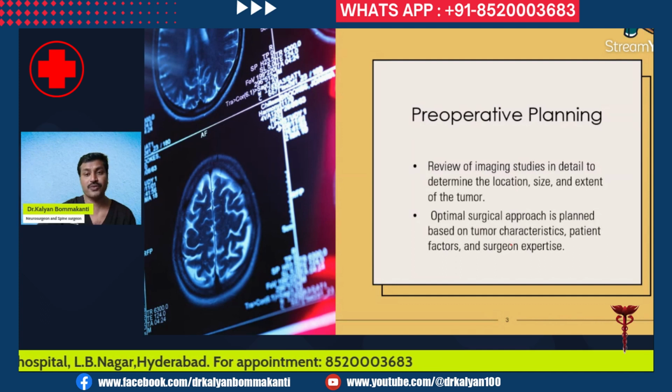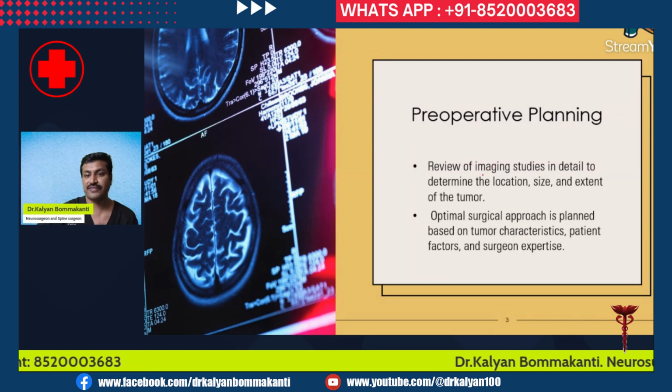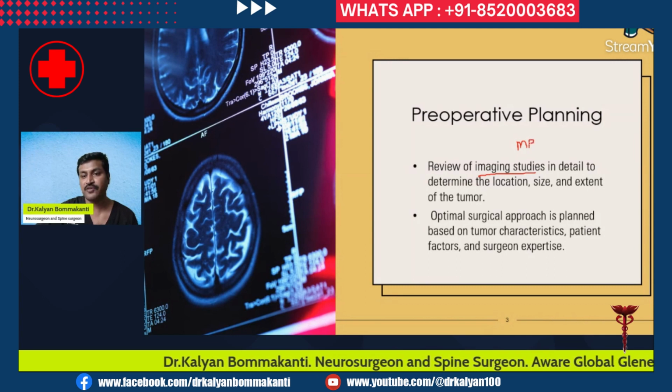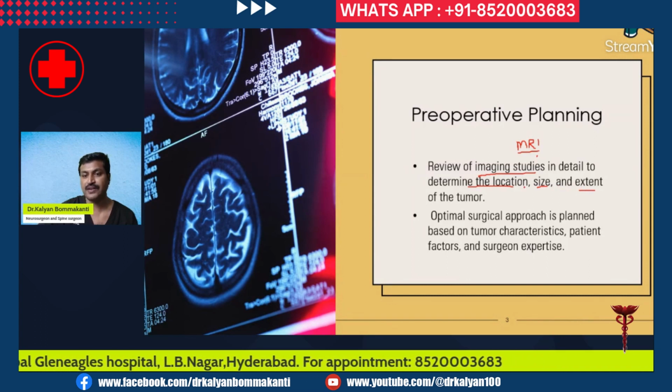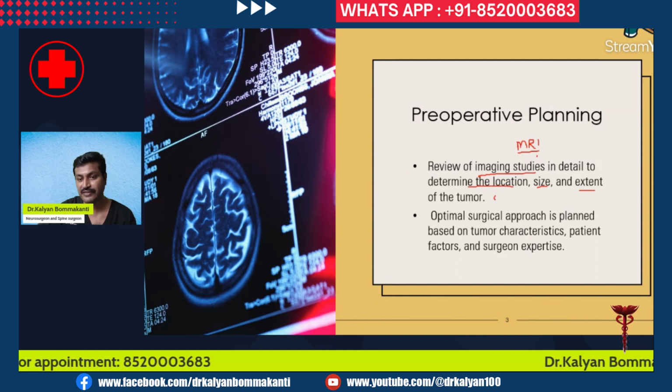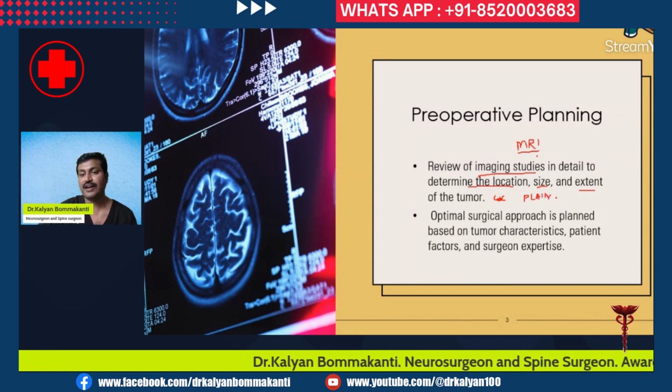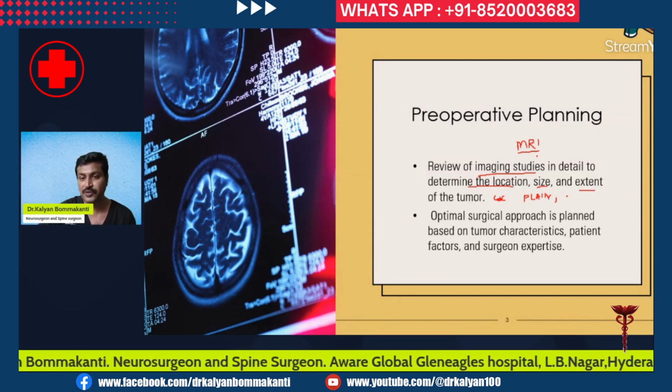So, how do you do the preoperative planning? Most important is review of the imaging studies, that is the MRI. Spend sufficient time on reading the MRI, both the plain images and the contrast images. Determine the exact location, the size and extent of the tumor. Also look for other characteristics like, is there a plane? Is the tumor well defined or not? Look for the plane on T2 weighted images. Look for other features like presence of calcification, presence of cyst, presence of tumor edema, and all these things.